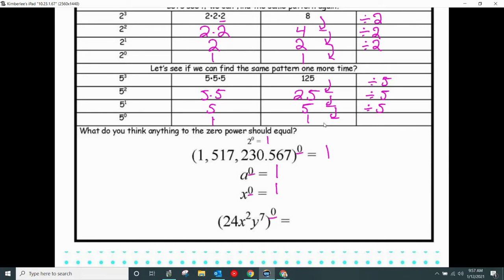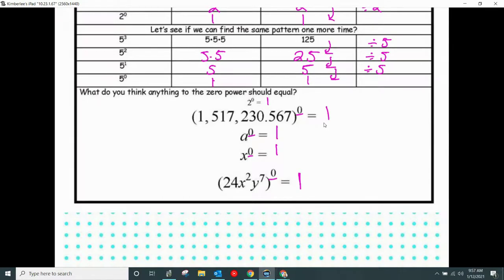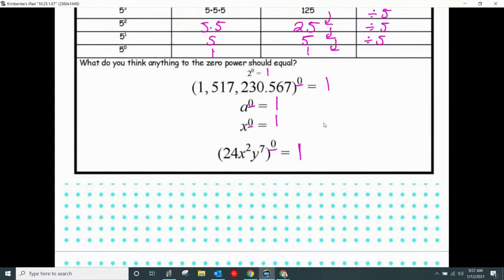So if I have some crazy expression, 24 times x squared, y to the 7th, guess what that whole thing's going to equal? Big fat 1. So anything to the 0 power equals 1, and this is why. It's the pattern. So that's something to store away. That's just something you need to remember. Anything to the 0 power is 1.